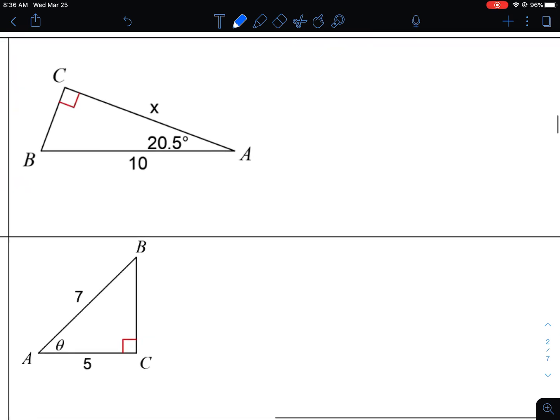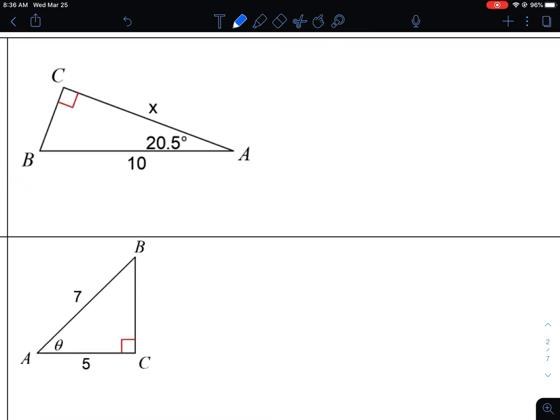All right, let's look at this one. So I look at the triangle that's given and the information that we have. We're given a 20.5 degree angle. Relative to this angle, x would be adjacent, 10 would be hypotenuse. So using those two sides and that one angle, we'd refer back to SOH CAH TOA. And adjacent and hypotenuse would be cosine.